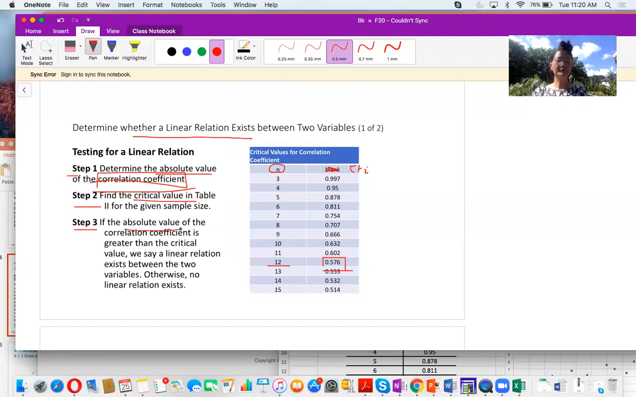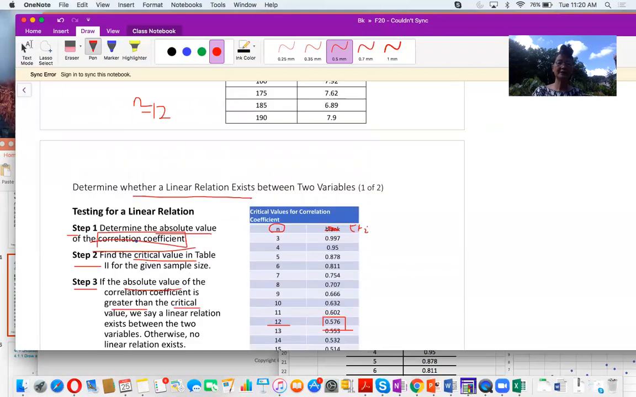If the absolute value of correlation is greater than the critical value, we say there is a linear relationship between the 2 variables. And if the absolute value of correlation is smaller than the critical value, we say there is no linear relationship between the 2 variables. Okay, so now let's use these 3 steps to do our example here.